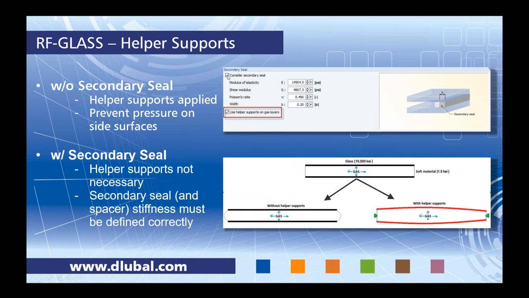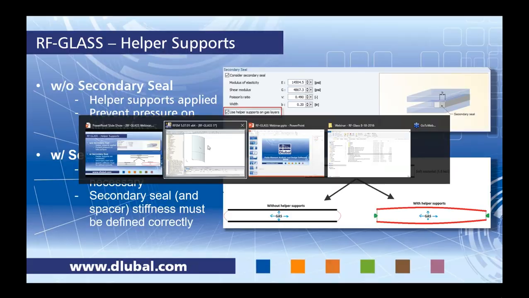If you were to check the secondary seal, you now have the option to uncheck or check this helper supports. And the reason why is because now you have control over modeling the exact stiffness at these ends. So if you don't want to consider helper supports, which are very rigid, then you just want to make sure to correctly model your secondary seal, but also include the stiffness of your spacer here with all of the correct properties. And then you should get the desired correct behavior considering the stiffness of this secondary seal. If you're unsure, then you can always leave this helper supports checked as well.